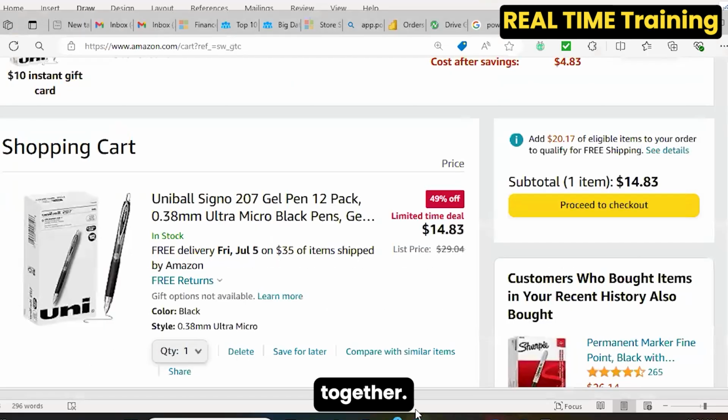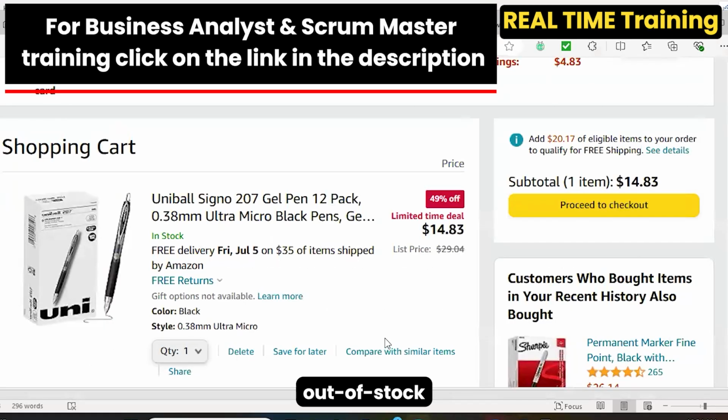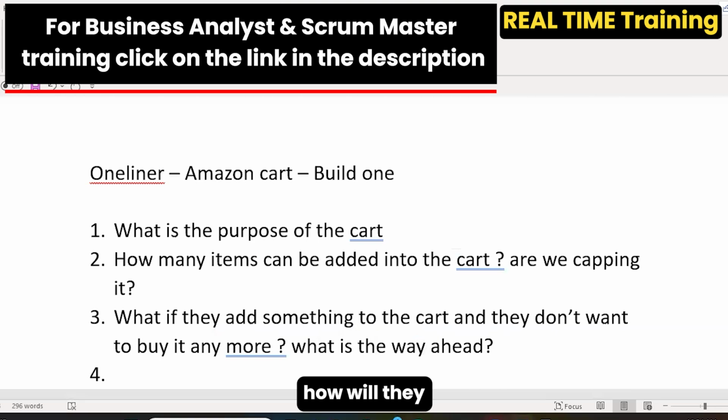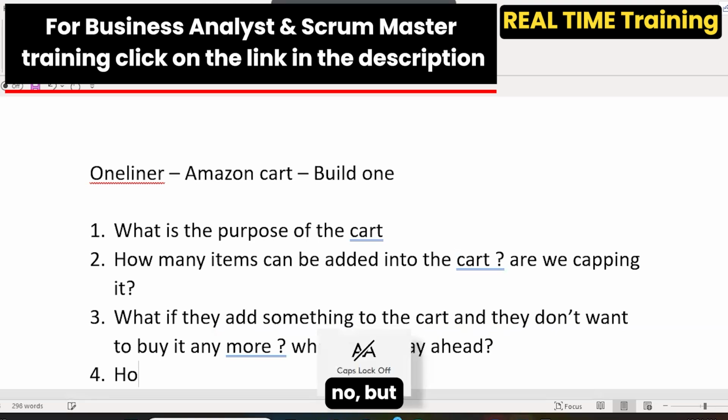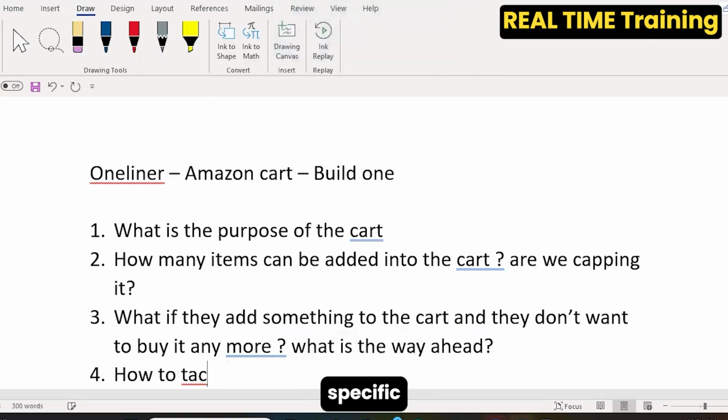Other questions that are coming to you. If there is some out of stock product, it should not be added to the cart. So how will they tackle that? Obviously, there is no product. How can they add? Is there a specific quantity that they can add? Do you have a minimum quantity?